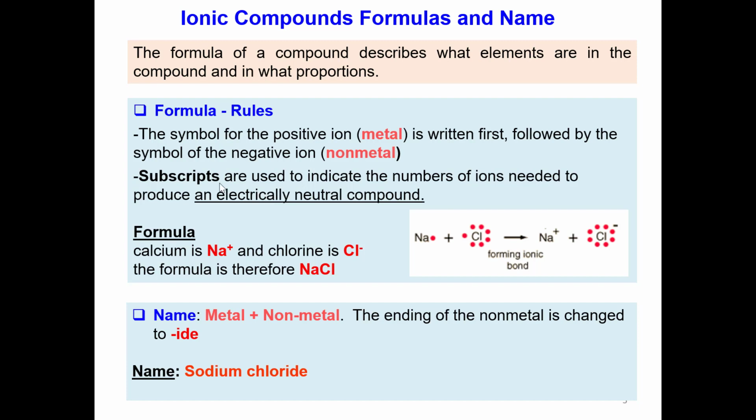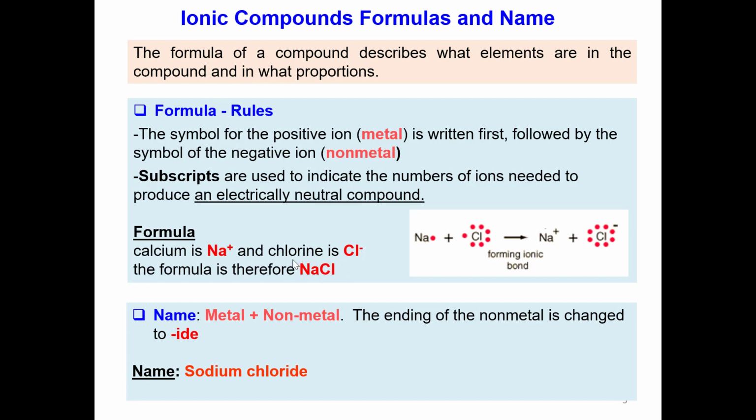Subscripts are used to indicate the number of ions needed to produce an electrically neutral compound. And this is important: the new material, or the compound, must always be electrically neutral. Let's see what will be the formula for our previous example. In this case, calcium is the metal, the positive ion, so this will be first in the formula. And chlorine is the negative ion, the non-metal, and is the second part of the formula.